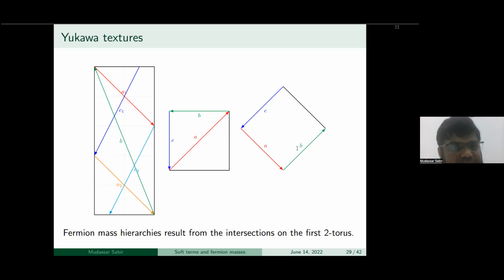Now I discuss the Yukawa couplings. Before that, I represent our model in terms of the configuration of various D-planes. This is called the Yukawa textures. So we can see that the first torus is where all the intersections are lying. The second and the third tori are very simple. The third torus is tilted. The fermion mass hierarchies result from the intersection of the first two tori. So in our case, if we only calculate the Yukawa coupling from the first torus, that is sufficient for us.